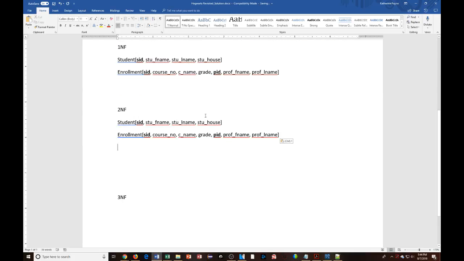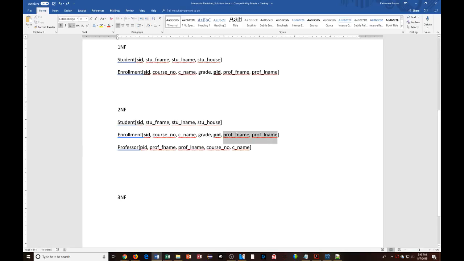I'm again going to copy the data down. What we want to do is tease out the non-key attributes and the primary key that's causing that partial key dependency. What we're going to do is create a new relation called professor that includes all of the attributes that are only determined by the professor ID. So we have professor ID, professor first name, professor last name. We also said that professor ID determines course number, so we'll include course number and course name as well.